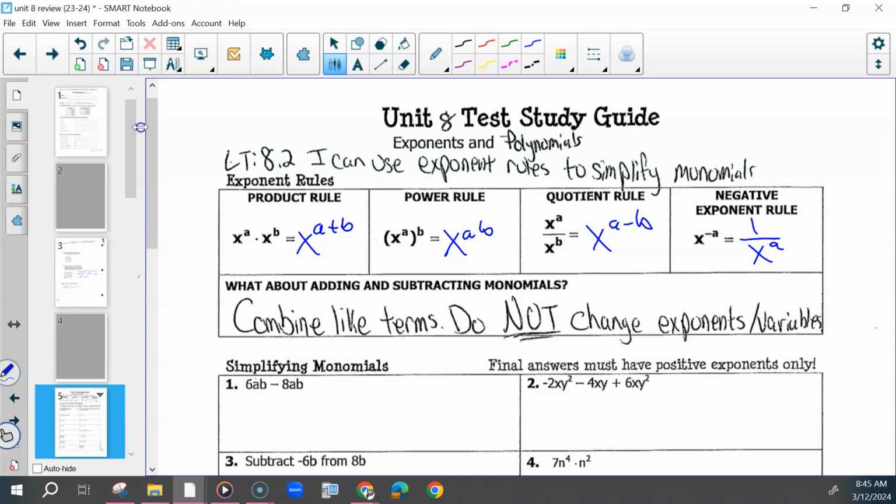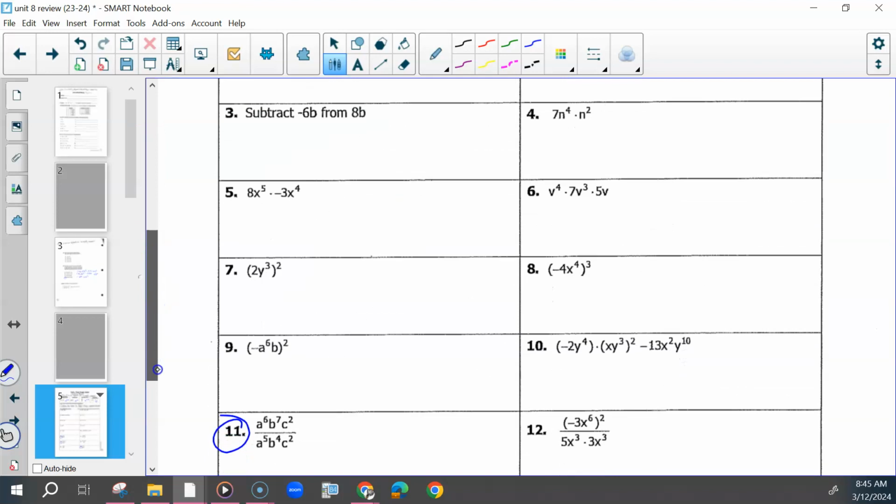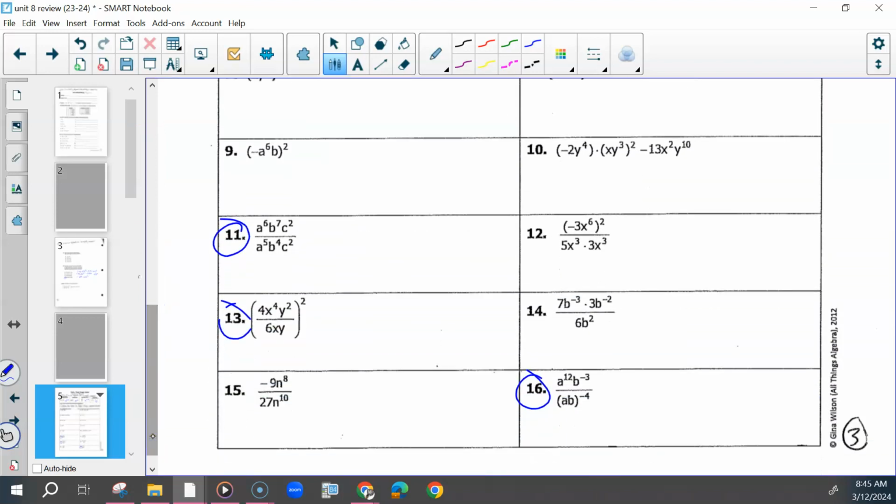So taking those rules and applying them here for number 11, we are dividing like bases, so we're subtracting the exponents. So this would be a to the first, b to the third, c to the 0. But anything to the 0 is 1, so that would just become 1, and the c would disappear. So just a, b to the third.